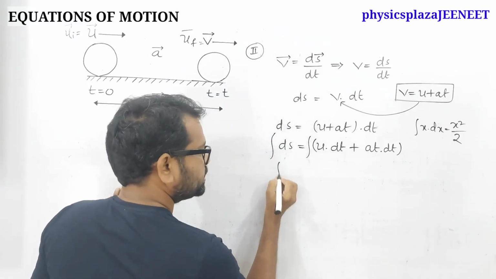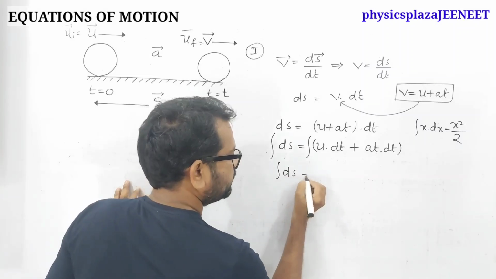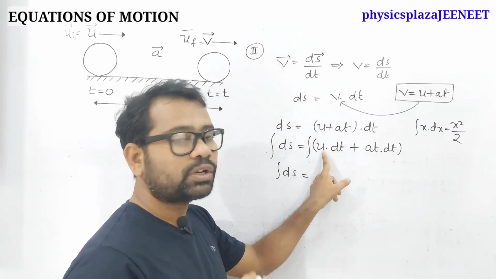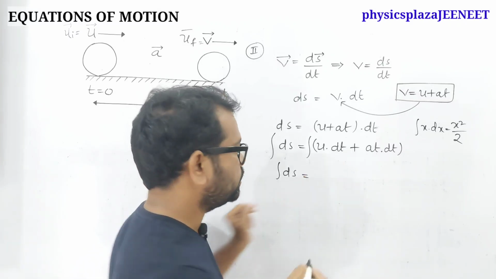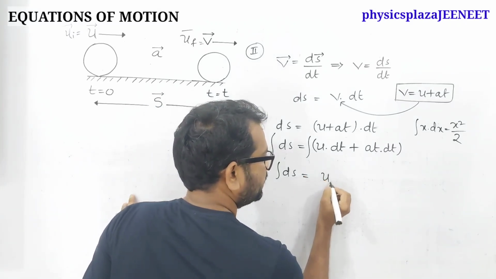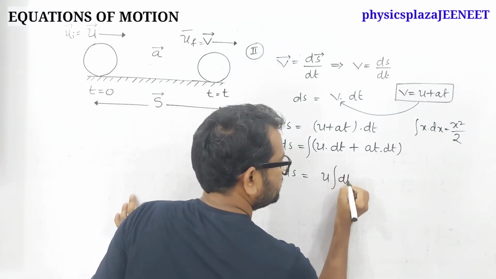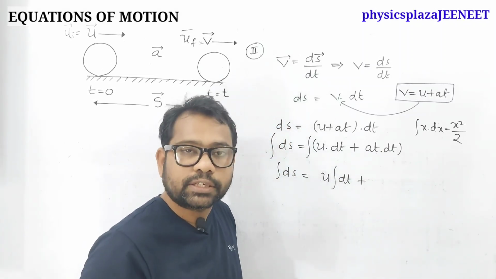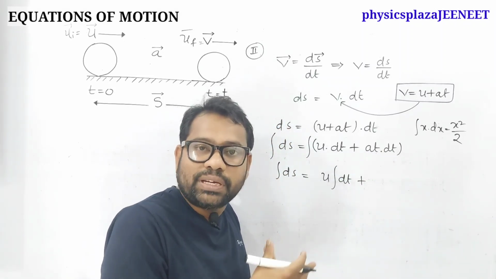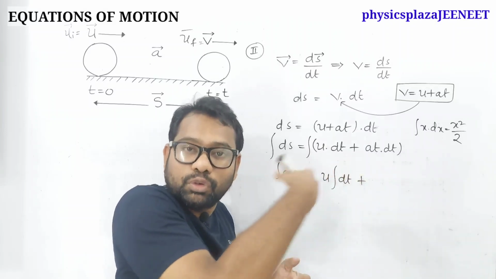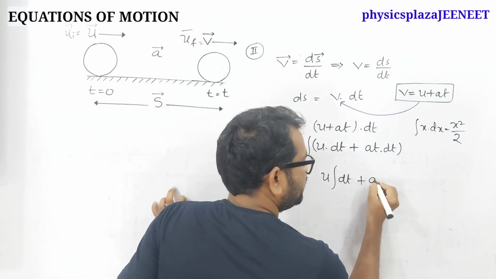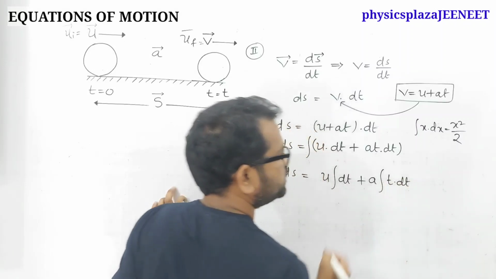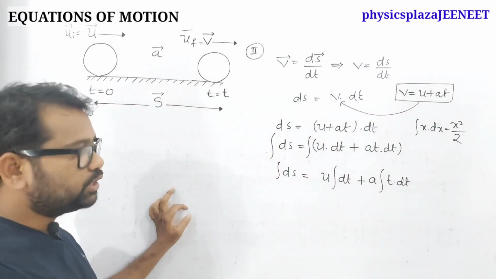So this can be written as integration of ds is equal to, in terms of t, u is a constant, right? In terms of t I am talking. So this can be u integration of dt plus, here a is a uniform acceleration, constant. Constant can't be integrated, so let us bring that constant out of the integration. Then it can be a into integration of t dt.